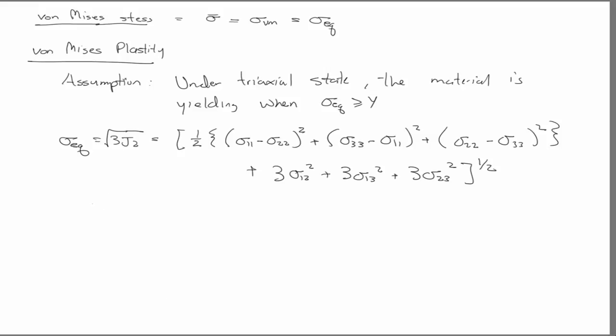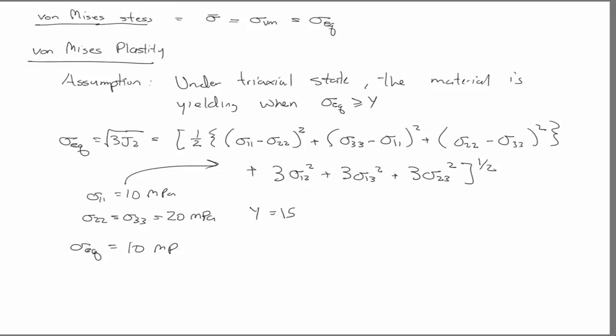And so for the question I proposed, I said sigma 1,1 is equal to 10 MPa, sigma 2,2, and I meant to say sigma 3,3 as well, is equal to 20 MPa, and our yield value is 15 MPa. Well, if you plug these guys in and evaluate sigma equivalent, pretty sure it evaluates to 10 MPa. So under this criterion, or under the assumption of von Mises plasticity, the material is not yielding. That's the answer to that question, according to this theory.